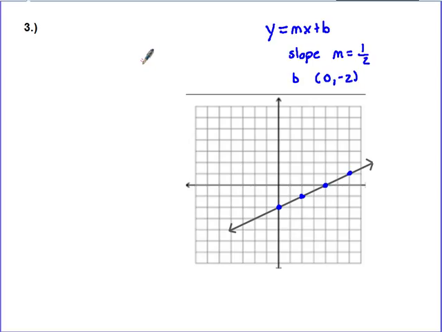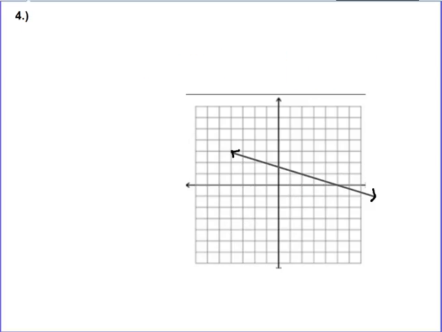The equation of this line would be y equals 1/2 x minus 2. Okay, this next one, I'm asking you to get the equation of the line again, and we need y equals mx plus b. But if you look at this, we have the slope we can pick easily. The line is falling, so the slope needs to be negative. So we have 2 good points here. We're going down 1 over a positive 3, so my slope is negative 1/3.